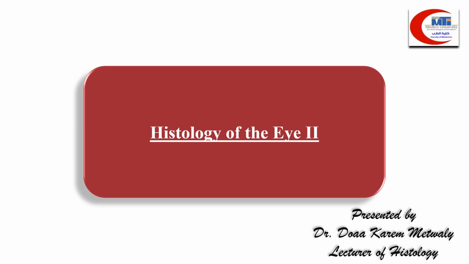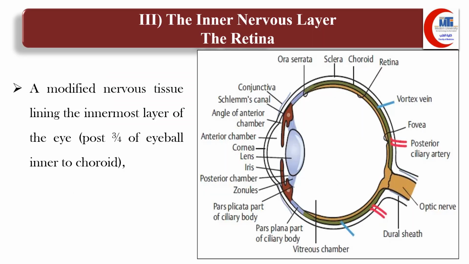In this video, we are going to continue the second part of the histology of the eye. The third layer or coat of the eyeball is the inner nervous layer or coat, the retina. It is a modified nervous tissue lining the innermost layer of the eye. It is the posterior 3/4 of the eyeball, inner to the choroid.